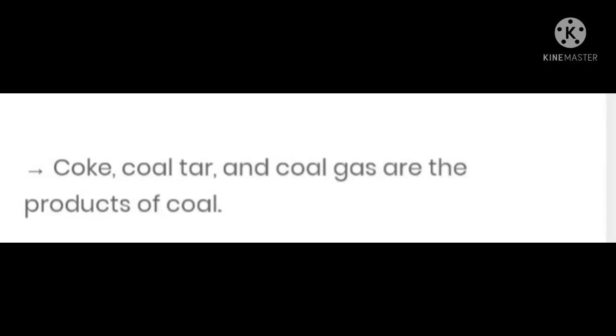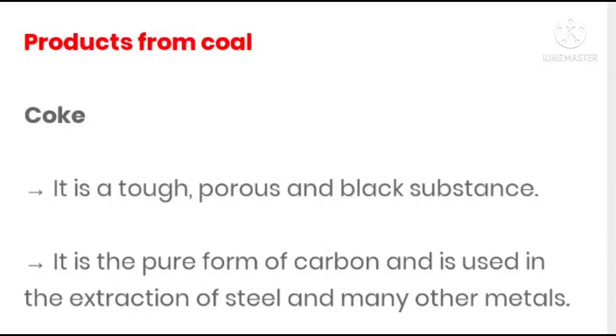Now coke, coal tar and coal gas are the products of coal. Let us see how they are useful to us. Coke is a tough, porous and black substance. It is the pure form of carbon and is used in the extraction of steel and many other metals.